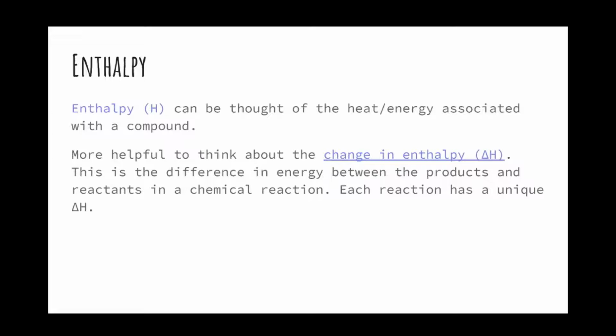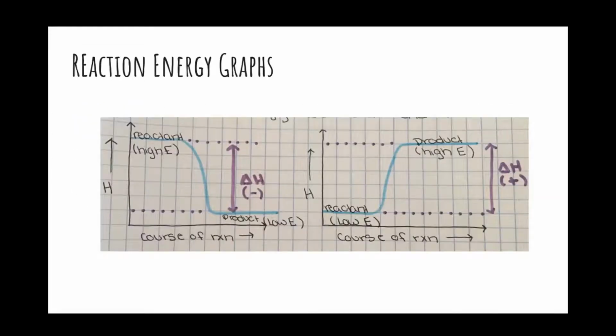Now, the best way to understand our delta H's is to look at what are called enthalpy graphs. I have drawn a couple of enthalpy graphs right here. So we have two different graphs, and if you look at them, there are a couple of things you should note. Notice that enthalpy is on one axis, showing how the enthalpy changes: does it have high enthalpy or low enthalpy? And the other axis is the course of the reaction.